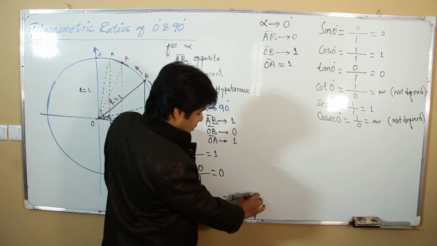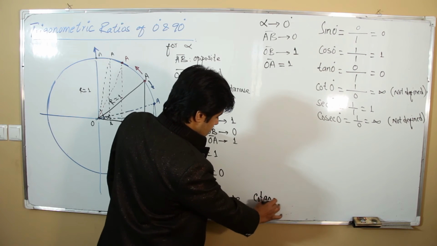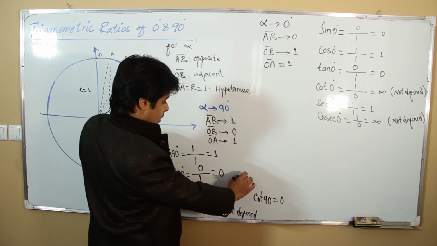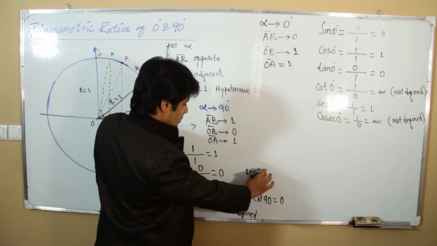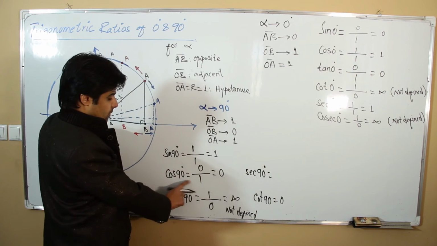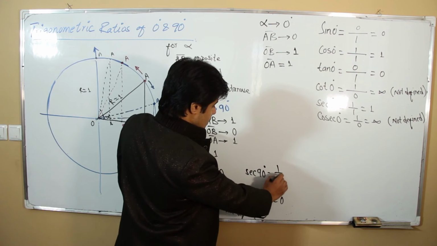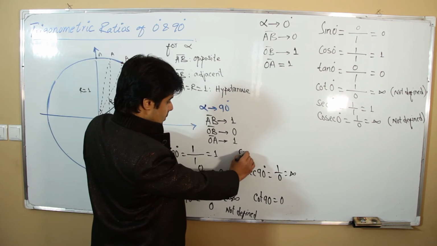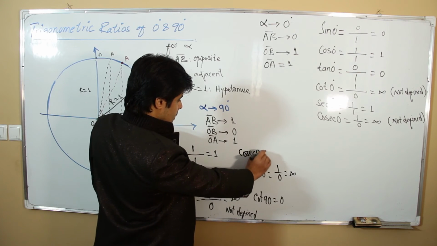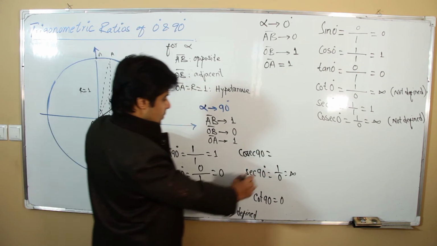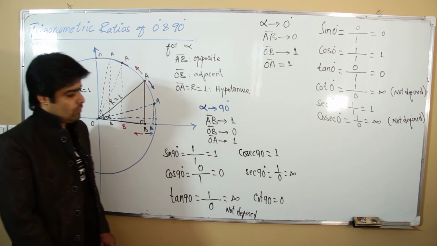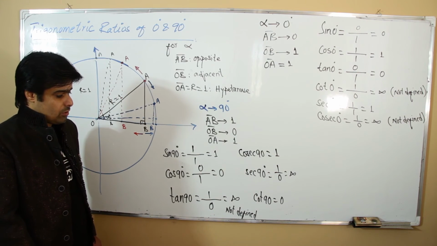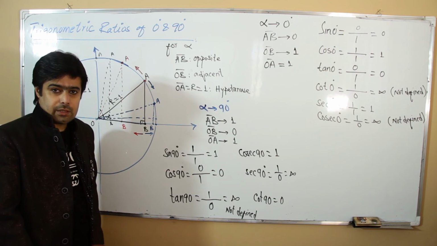And what is cotangent of 90? It is the reciprocal of this one, 0 divided by 1, which is 0. Sec of 90 is the reciprocal of this one, 1 divided by 0, which is infinity and not defined. And cosec of 90 is the reciprocal of this one, 1 divided by 1, which is 1. These are the trigonometric ratios of 0 and 90 degrees.